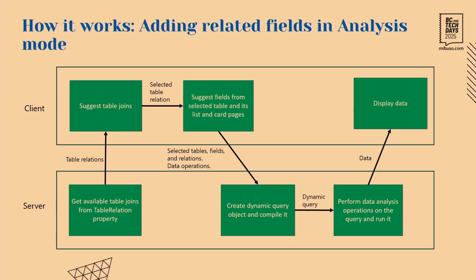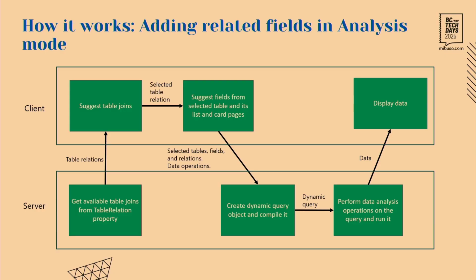And then in the client, you see that list that we saw before. Once the user selects the table that they want to use, that's when we select the fields. We show the fields. And also these are filtered, so we don't show the fields that are internal or that are not supported in analysis mode. Once we have the table relation and the field selected by the user, we send that to the server side, also alongside the data operations that the user is doing in the client.